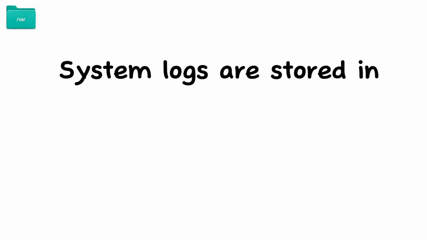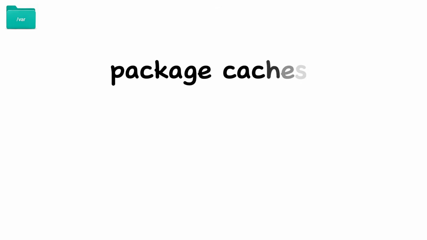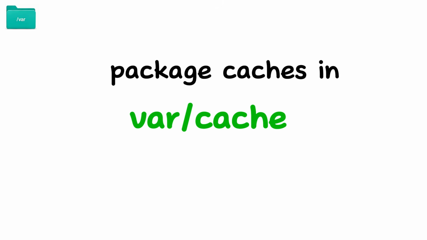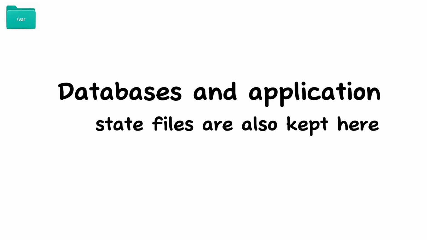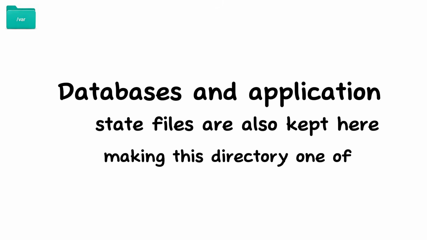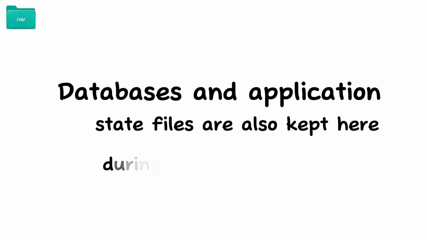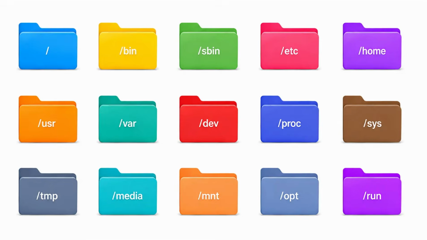Var directory. The name comes from variable because its contents change constantly. System logs are stored in var/log, package caches in var/cache, and queued print or mail jobs in var/spool. Databases and application state files are also kept here, making this directory one of the busiest parts of the system during normal operation.